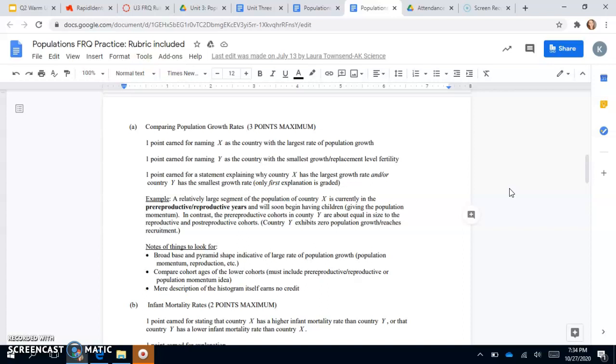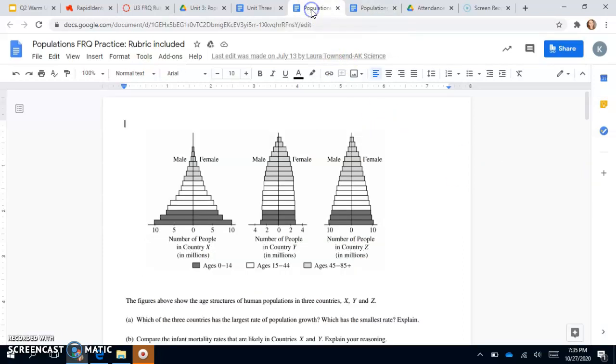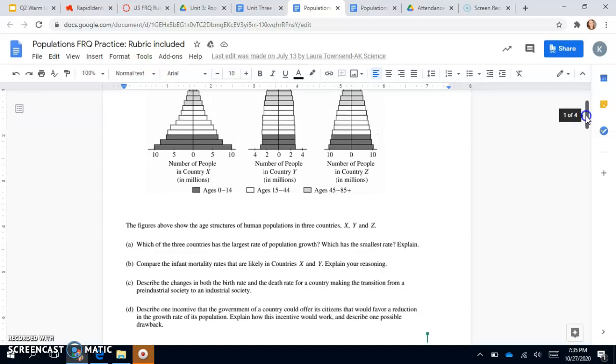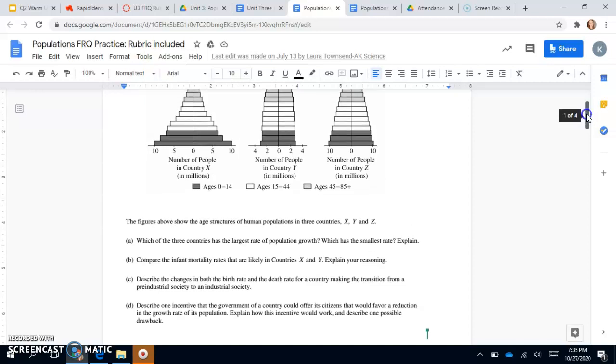So our first question here, A, says comparing population growth rates. So you get 1 point here for naming country X as the one with the largest rate of population growth. So if we go back, let me actually go back. I have two of them open here. So A says, which of the three countries has the largest rate of population growth and which one has the smallest rate? Explain. So this is worth 3 points total.